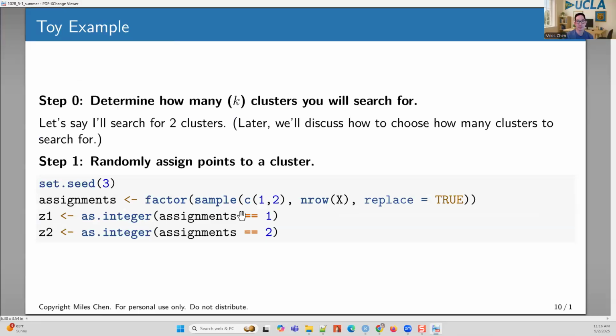And what we're going to do is search for 2 clusters. Here I'm going to randomly assign points to a cluster.